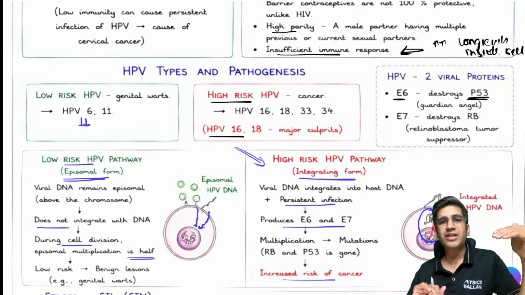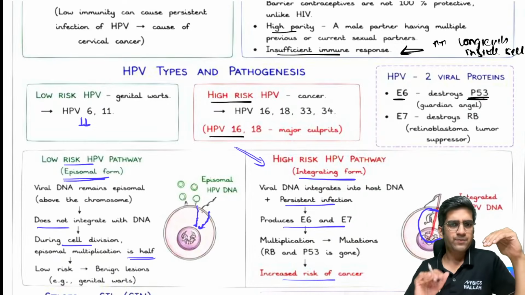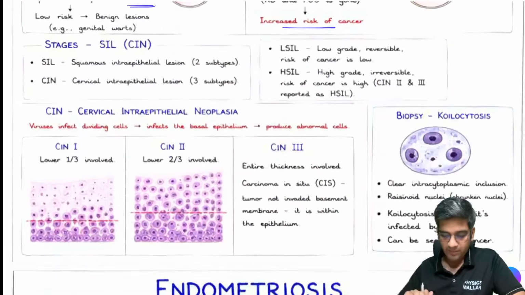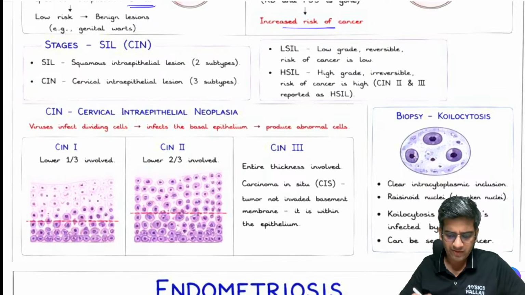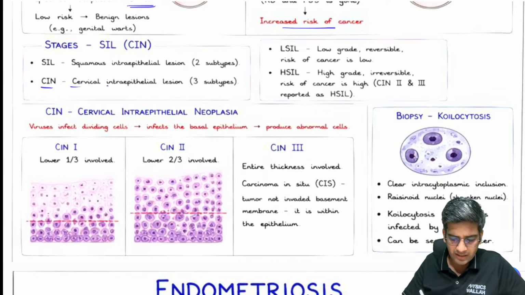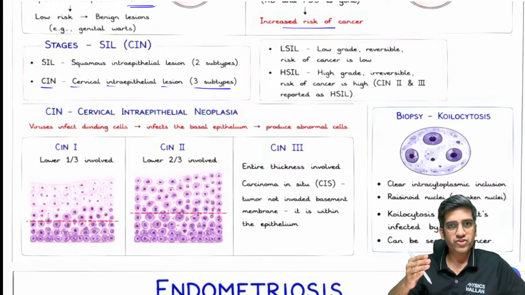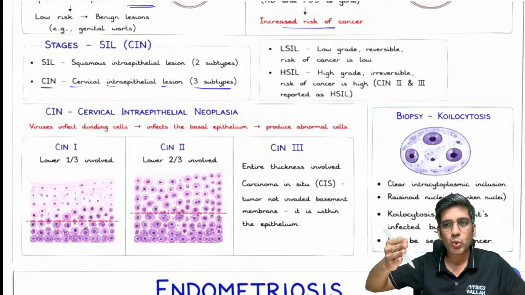Now, if you look at the spectrum of disease, we know the etiology, we know the pathogenesis, we have to know what it will do to the cervical epithelium, right? So we have a spectrum. Previously, if your examiner still wants the older classification, which is not used anywhere, we call it CIN, cervical intraepithelial lesion. There are 3 stages or subtypes, CIN 1, 2 and 3.